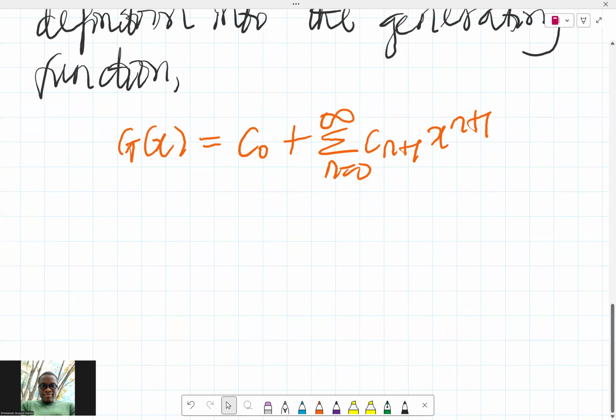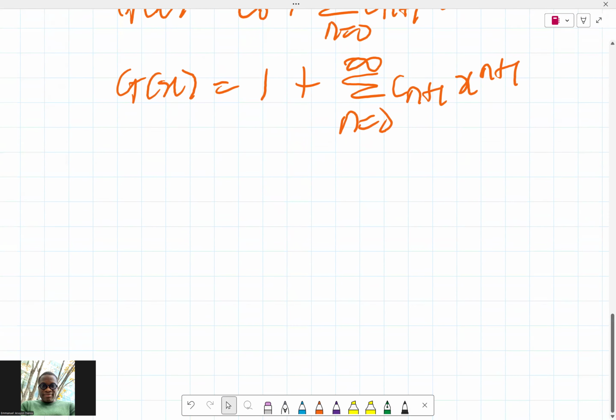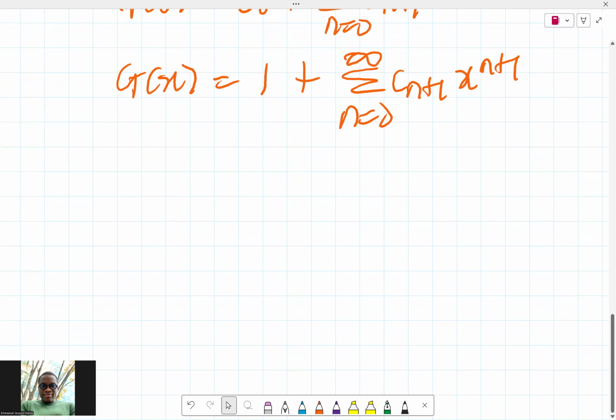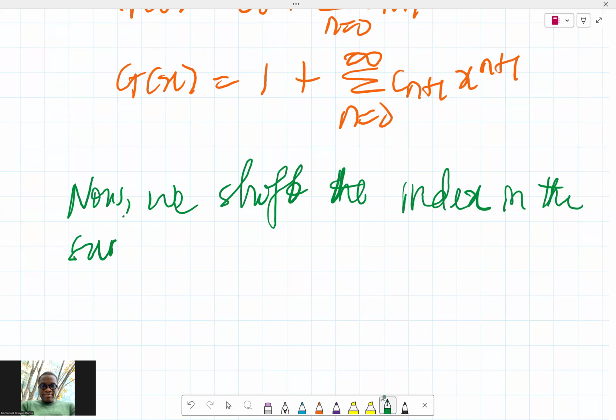So that we now have g of x equals 1 plus the summation from n equals 0 to infinity of C n plus 1 x raised to power n plus 1. So we need to shift the index in the summation.